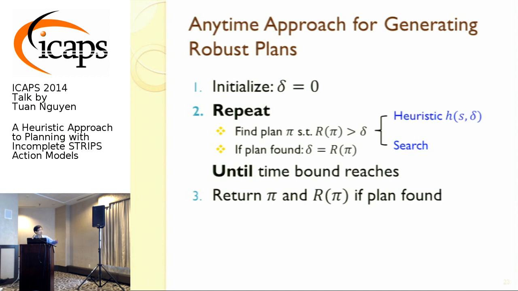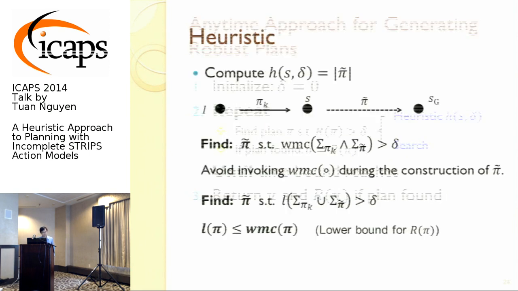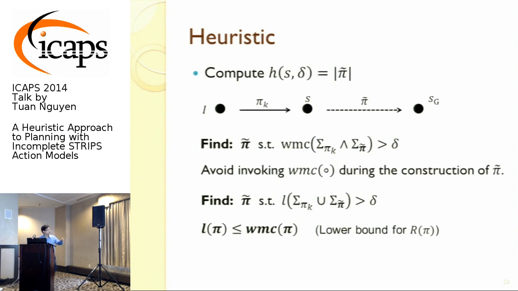For the heuristic, we need to compute how far it is from the current state S to the goal given a robustness threshold delta. Because calling the exact weighted model counting is costly, I want to avoid that by just using the lower bound on the weighted model counts. So instead of finding a relaxed plan tilde pi with the weighted model count greater than delta, I will only consider the lower bound of that being greater than delta. Note that here we need to take into account the set of constraints for the plan prefix also.